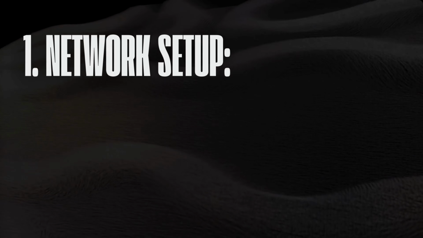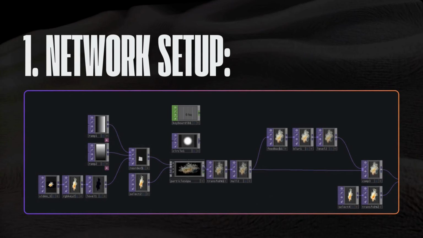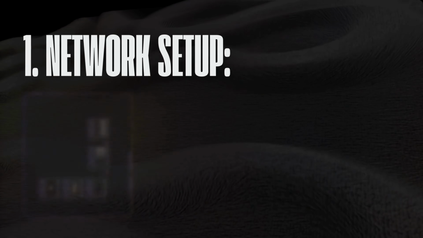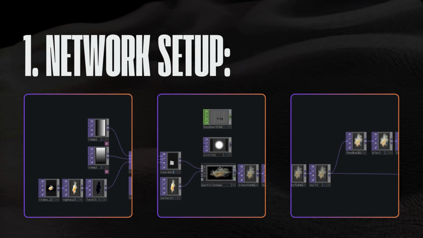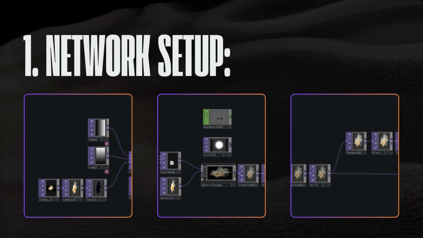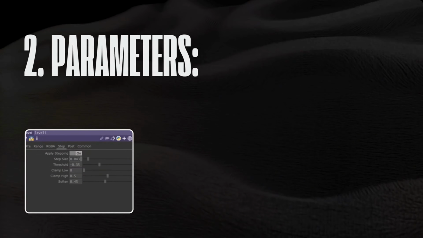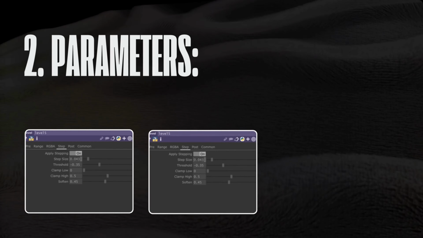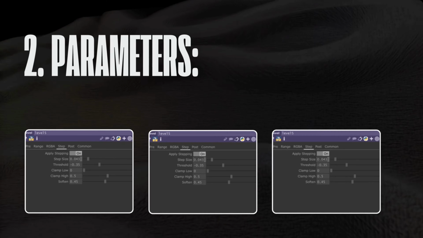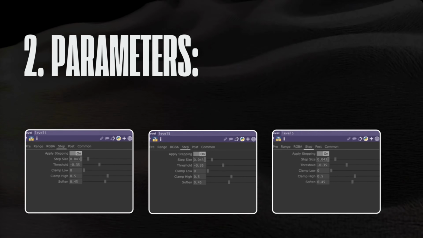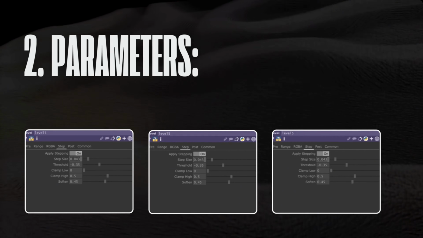To follow this tutorial, here's what you need to know. 1. Network setup. I'll provide a screenshot of the full network. If it's too large, I'll break it into multiple images with clear indications so you can recreate it without constantly pausing the video. 2. Parameters. Instead of adjusting parameters live, I'll display them as static images, allowing you to copy them at your own pace without interruptions. Let's get started.